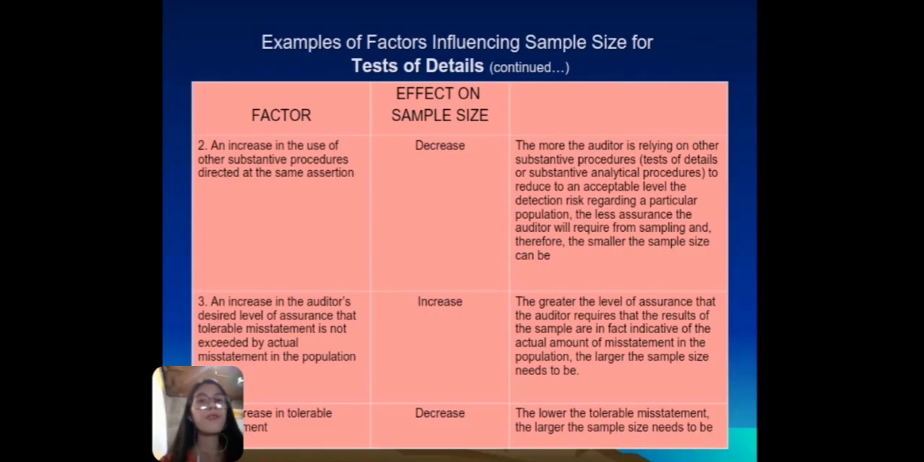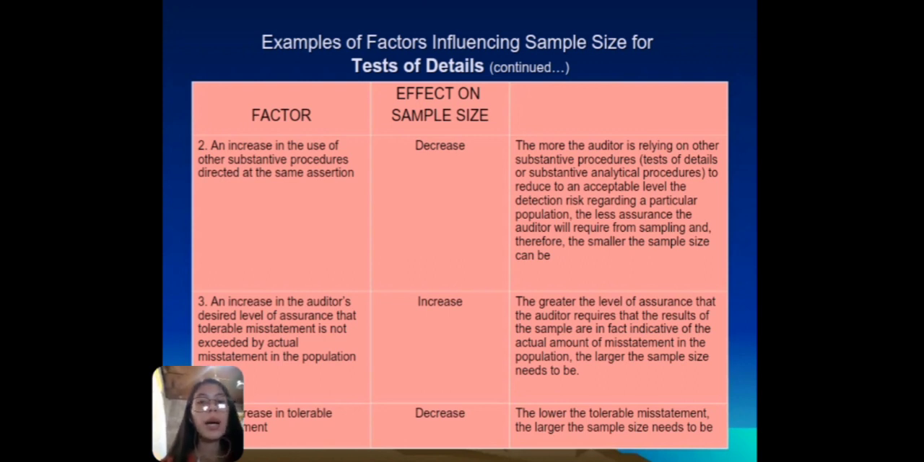Next one, we have an increase in the use of other substantive procedures directed at the same assertion. So, the effect on sample size is to decrease. Why? Because the more the auditor is relying on other substantive procedures or tests of details or substantive analytical procedures to reduce to an acceptable level the detection risk regarding a particular population, the less assurance the auditor will require from the sampling, and therefore the smaller the sample size.